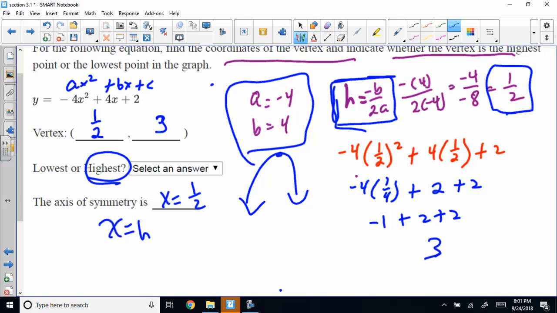That's exactly right. It's either mountain or valley, right? X equals h, right? So the h value is 1/2, so x equals 1/2. Well, it's opening which way? Down, because that a is negative, right?